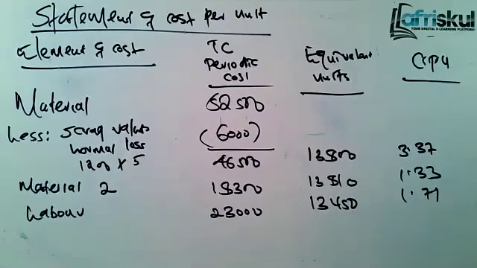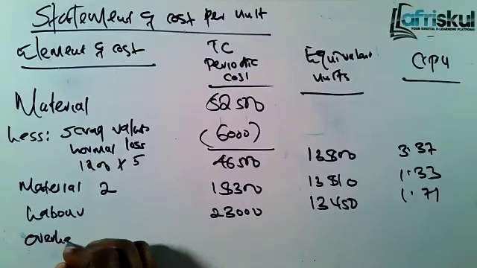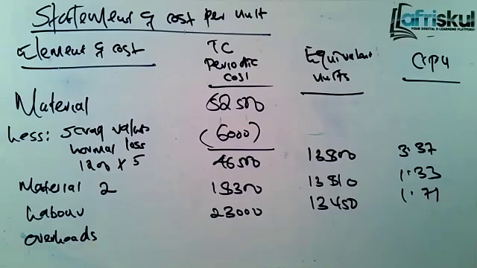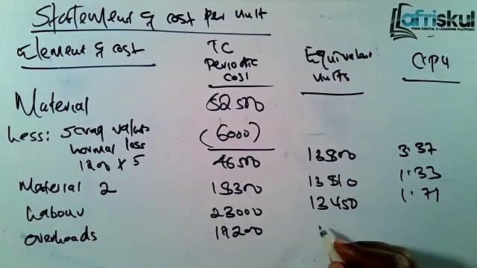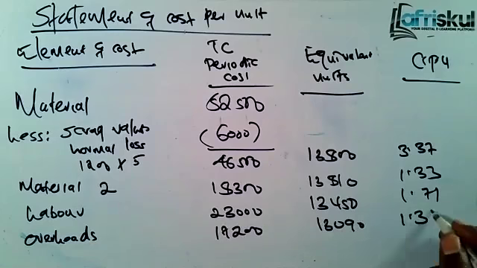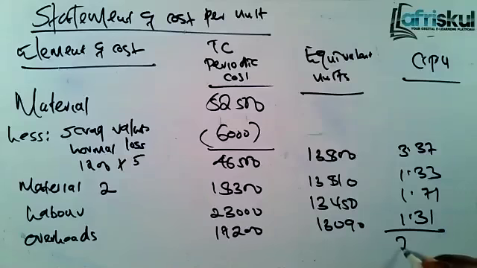You get 1.71, and then we have overheads, 17,200. You divide by 13,090, you get 1.31. So total cost there is 7.72. That is a statement of equivalent units. What is a statement of equivalent units? Any question? Anything that is not clear? Anything that is confusing?